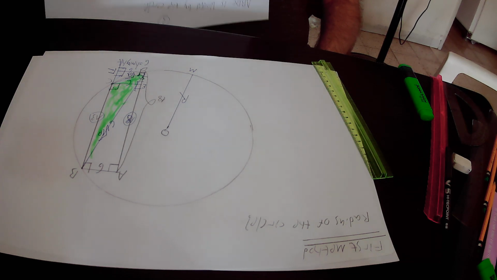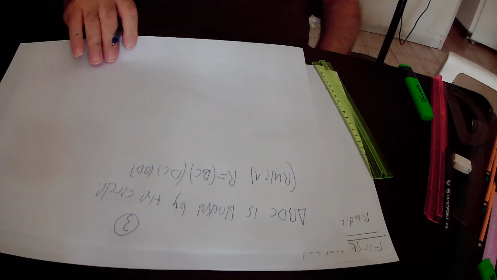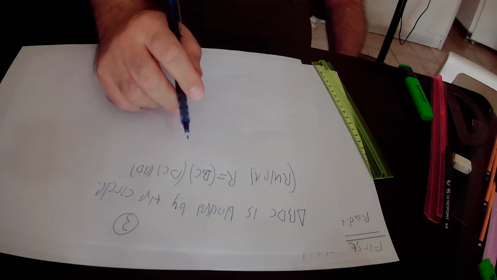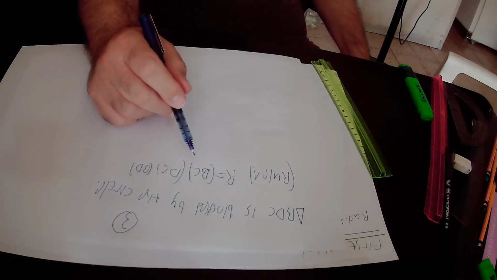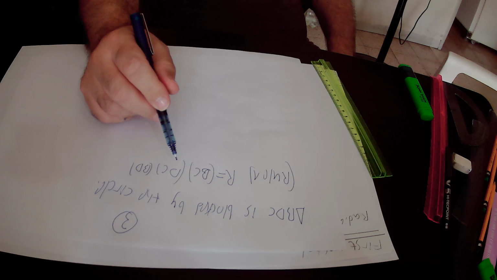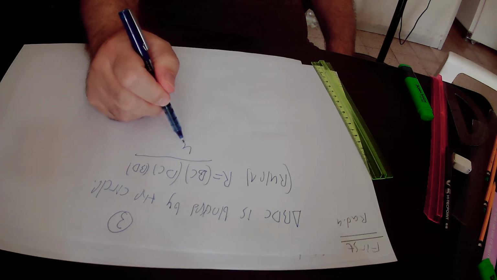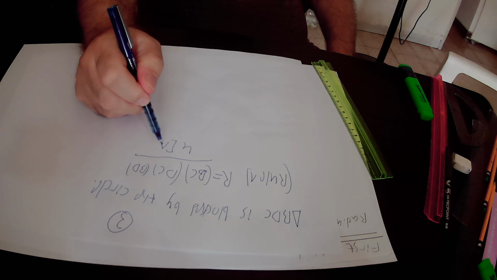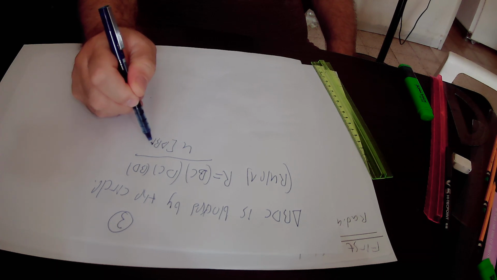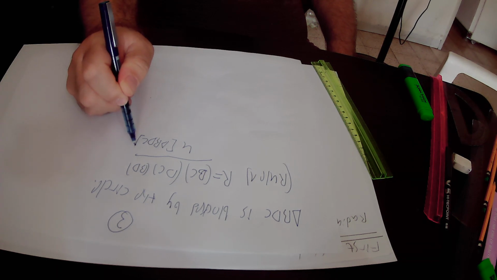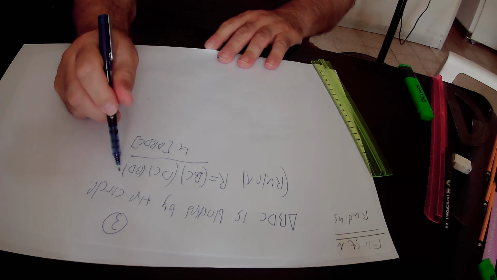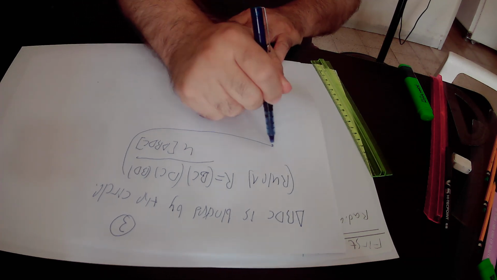So the radius of the circle that blocks the green triangle BDC will be equal to the multiplication of the side lengths by each other, that is to say BC times DC times BD, over 4 times the area of the green triangle, triangle BDC. Exactly according to rule number 1.